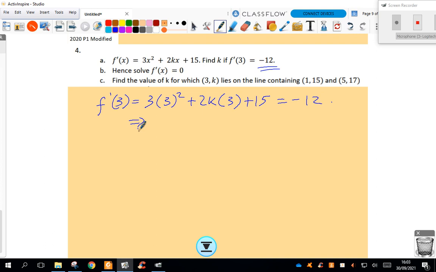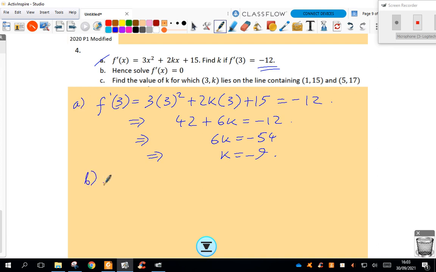So multiplying everything out, 3 squared is 9, 9 times 3 is 27, 27 added to 15, that's 42, plus 6k is equal to negative 12. Subtract 42 from both sides, I'll get 6k is equal to negative 54. Dividing both sides by 6, k will be negative 9. So that's A.